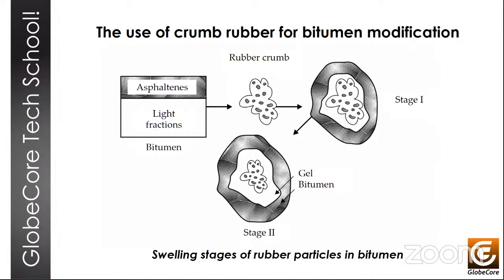And the swelling process of crumb rubber and bitumen is actually shown in this slide. So you can see here how the rubber particle absorbs the light fractions of bitumen and starts swelling. And in stage 2, you can see the formation of a gel. So as a result, an independent rubber bitumen matrix is formed in the binder.